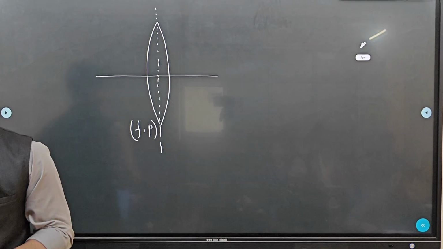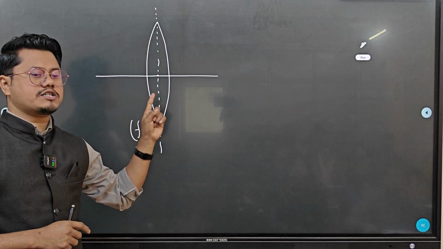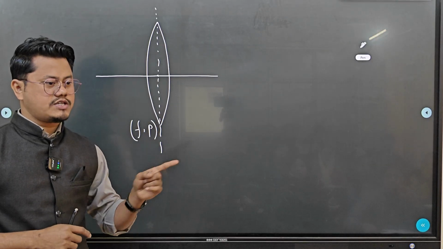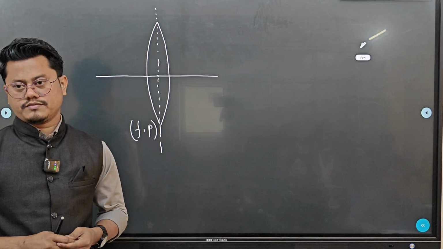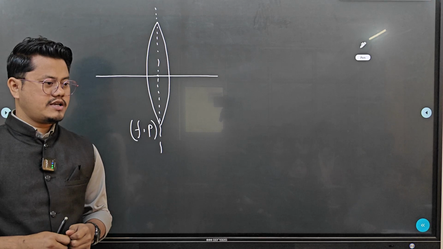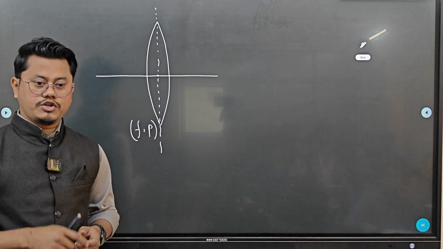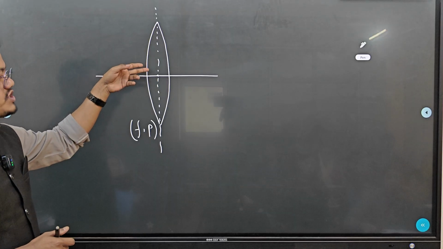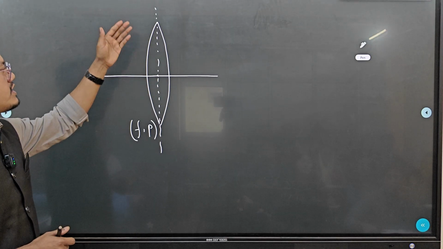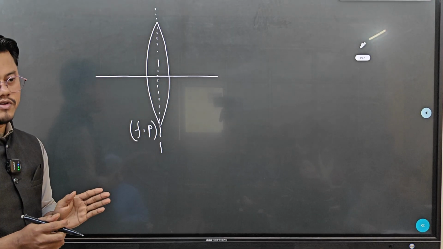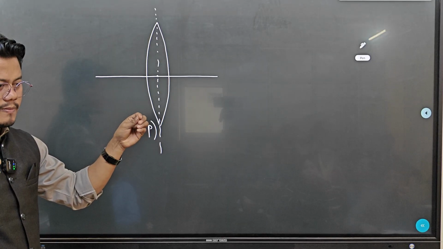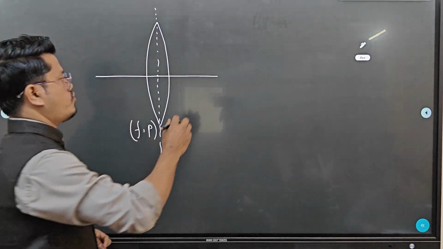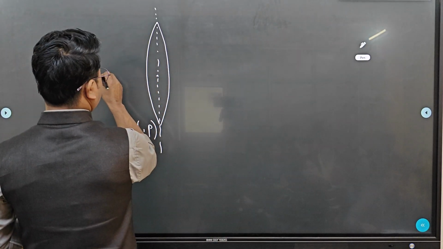Whatever concept I am going to explain right now for the convex lens, you can use the same concept for concave. So at first I will do it for the convex, and you need to do it for concave. As I mentioned a couple of minutes back, we can cut the lens in 2 equal halves, vertically or horizontally.